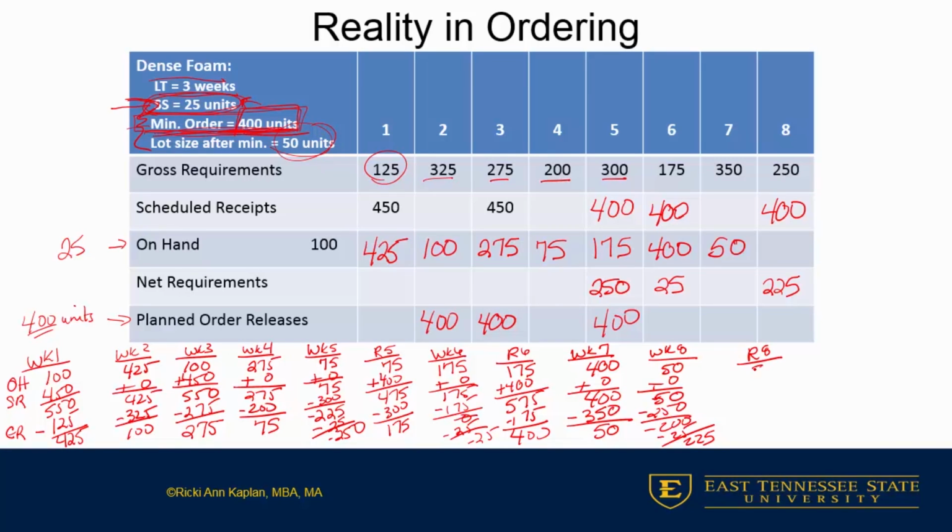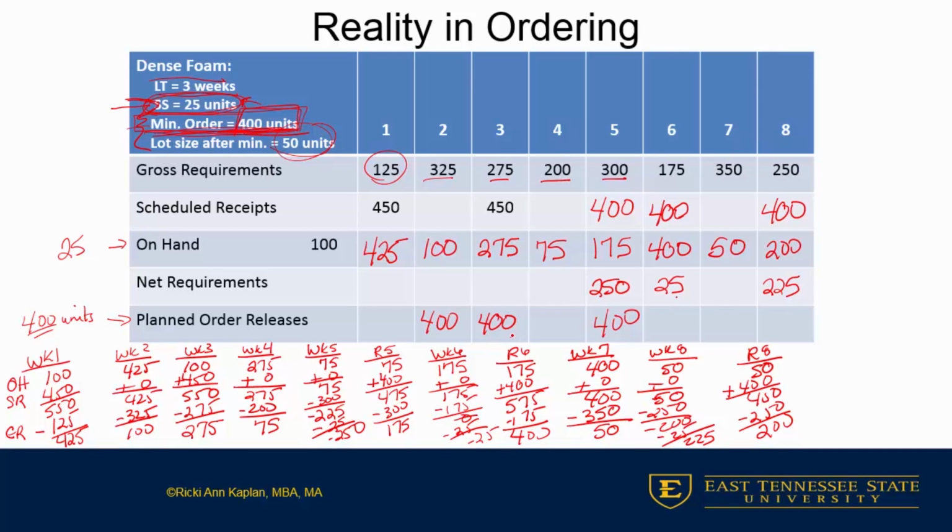I have 50 at the end of week 7 left over. I'm getting in 400 units, which gives me 450 units to use. I plan on using 250 of those, which is 200 units left over at the end of week 8. Now, this is fine if we don't want to order any extra. But if we only need 25 units, do you really want to order 400?